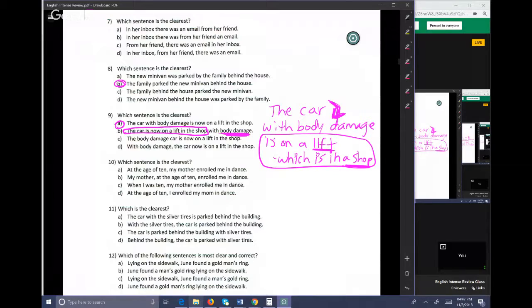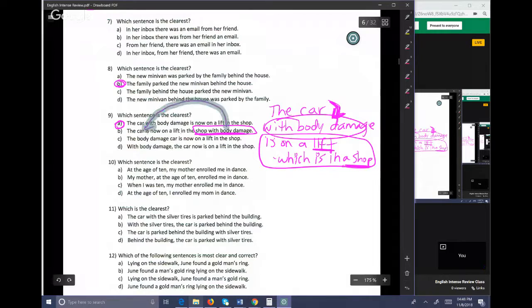The problem is we left this body damage out, and now it's really weirdly tagged on to the end. So what choice B actually says is that the shop is what has body damage. It says shop with body damage. Well, the shop is clearly not what has body damage, so this could only work had we put the body damage up next to the car. Other than that, it's exactly the same. A and B are the same except for body damage being tagged at the end.